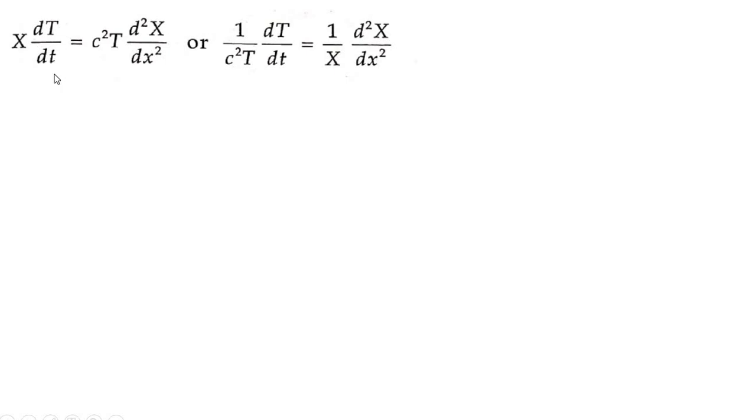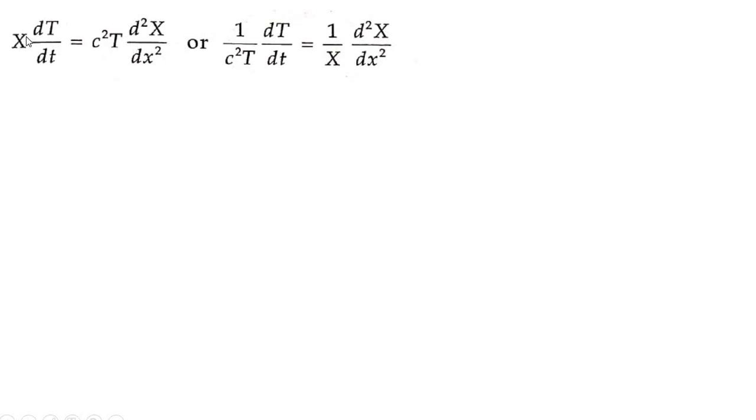Capital X is equal to dT by dt is equal to c square into T d square X by dx square. So I don't want this X and c square T here. So what I'll do is divide on both sides by X into c square into T.